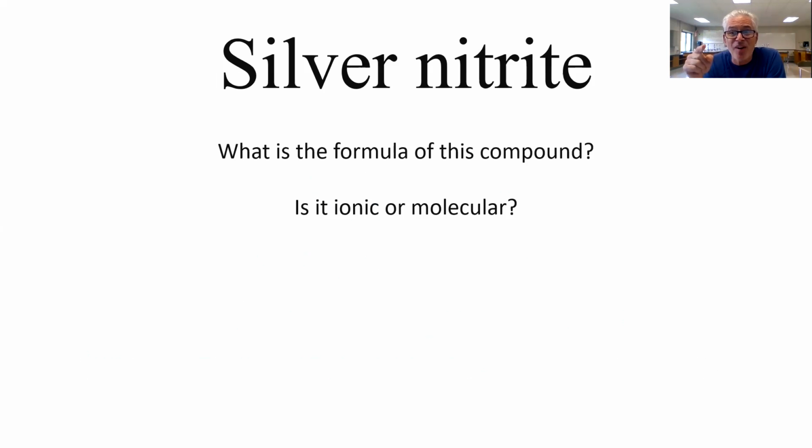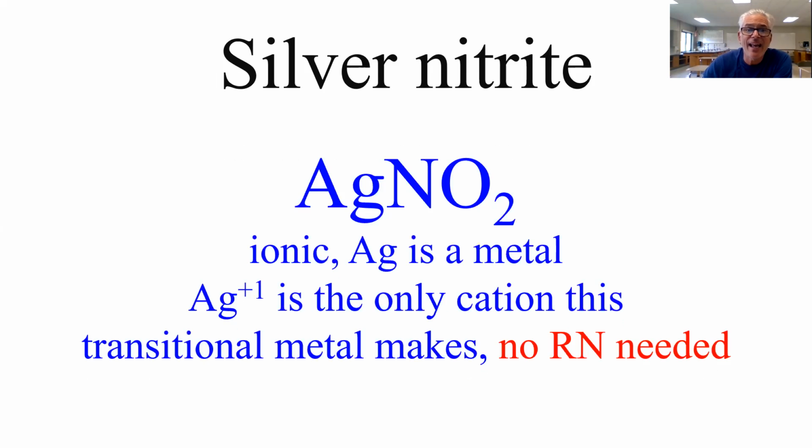Silver nitrite, you see this one? This is the other one. Nitrite is not nitrate. It's almost, but it's a 1 oxygen different. It's a different name, a different formula, different compound, different properties. Don't mix them up. It's ionic, and this time it's AgNO2 because nitrite is NO2. Nitrate is different. Nitrate is NO3.